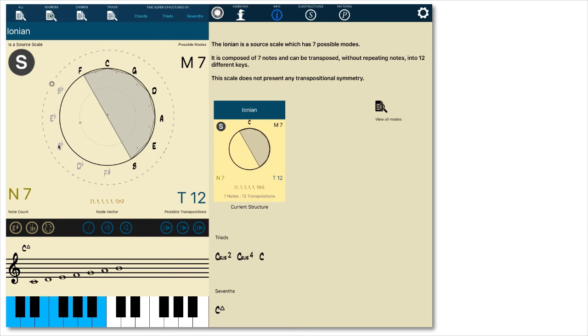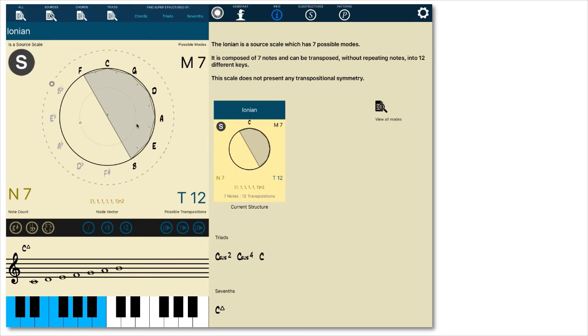Now, you are probably wondering why we talk about possible transpositions and possible modes. Is it not the case that every structure could always be transposed to 12 different keys? Aren't there as many modes as notes in the structure? Well, not really. It all depends on the symmetry of the structure over the circle of fifths. The major scale does not present any transpositional symmetry, so it has as many modes as notes and may be transposed into 12 different keys without repeating the set.